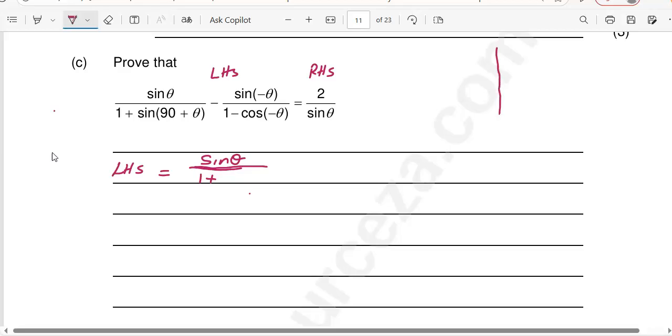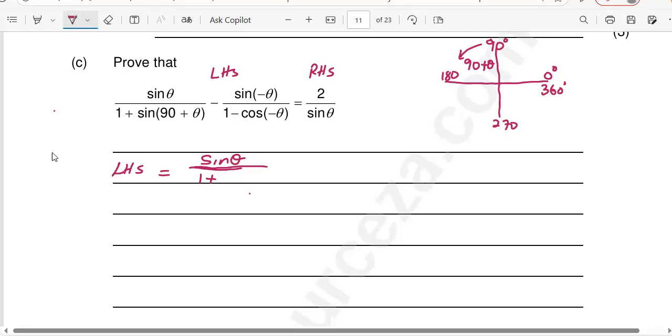Remember, if I have a CAST diagram like this, and this is 90 degrees, this is 0, this is 180, this is 270, and I have this as 360. First thing first, if I'm from point 90, I add something. Can you see that I'm trying to go to 180? This tells you that 90 plus is in quadrant 2. Then you check how is sine in quadrant 2. Sine is positive. But because this is 90, sine changes to cos. Why? This is a cofunction. Sine changes to cos, cos changes to sine.